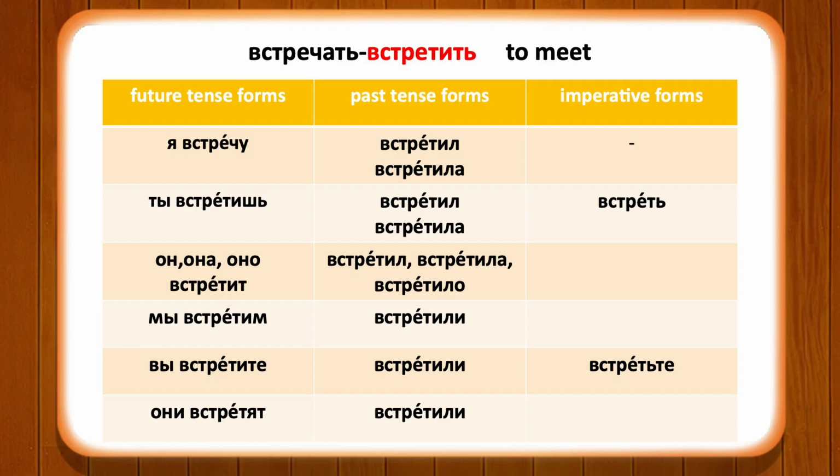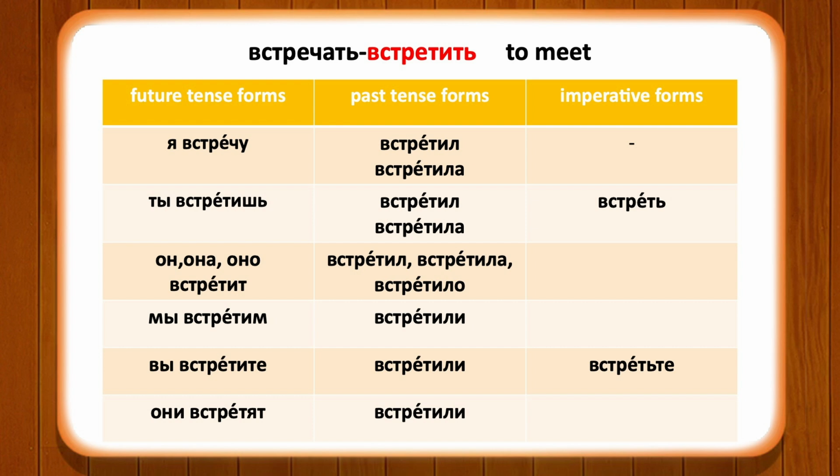Vstřečit is the perfective aspect of the verb vstřečat. Vstřečat is conjugated just like čitat. Vstřečit is conjugated like ya vstřeču. Ya vstřeču. Ti vstřečiš. On vstřečit. Ana vstřečit. My vstřečim. Vy vstřečiče.